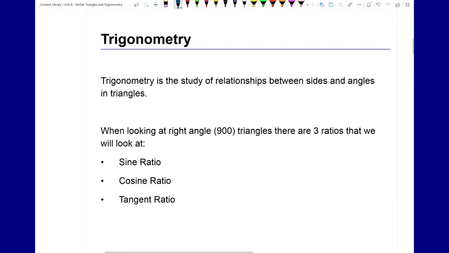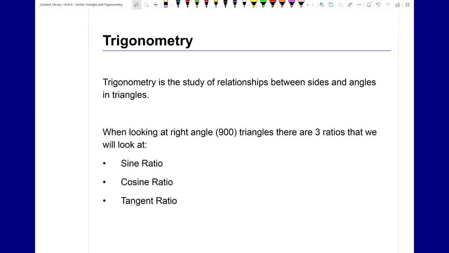So first, trigonometry is the study of relationships between sides and angles in triangles. Basically, when we have different ratios of sides that we are given, a certain ratio will equal a specific angle. Now, this is all going to be done by looking at a right angle triangle. All of these three ratios that we're going to be dealing with involve right angle triangles, and there are three that we're going to look at: the sine ratio, cosine, and tangent. We're going to focus on the tangent ratio in this lesson.